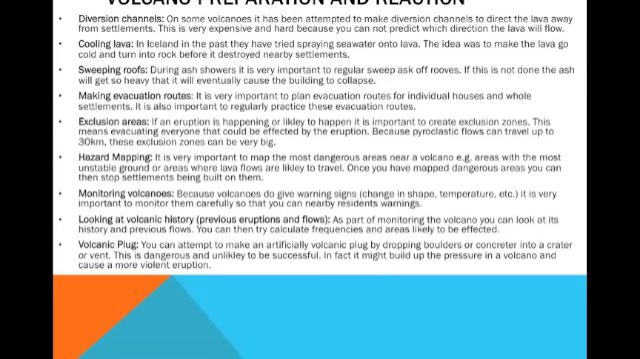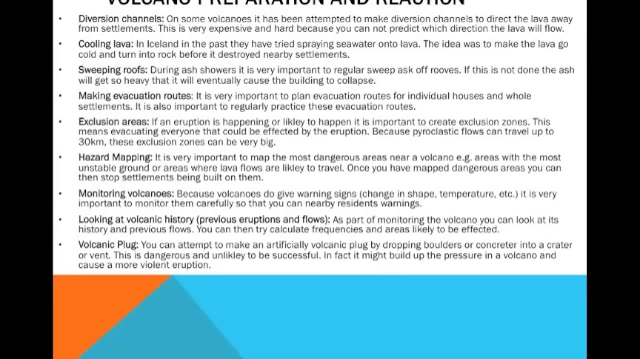Hazard mapping. It is important to map the most dangerous areas near volcanoes, so areas with the most unstable ground or areas where lava flows are likely to travel. Once you have mapped dangerous areas, you can then stop settlements being built on them.